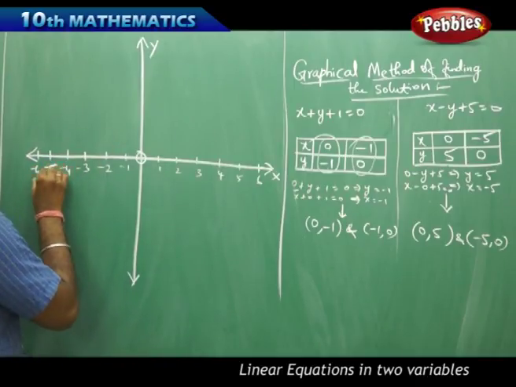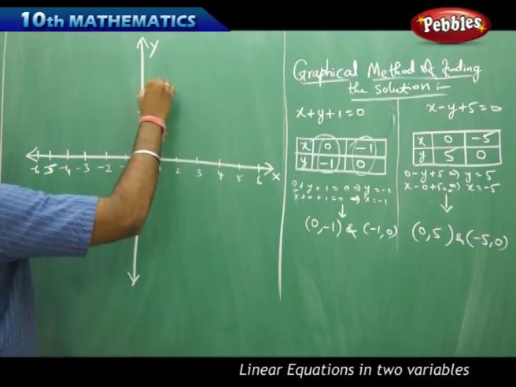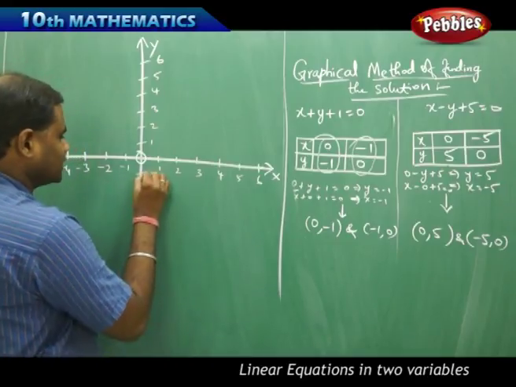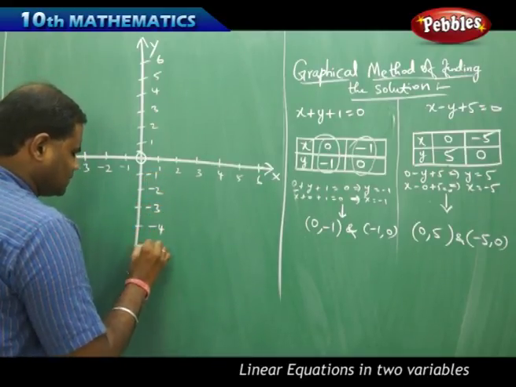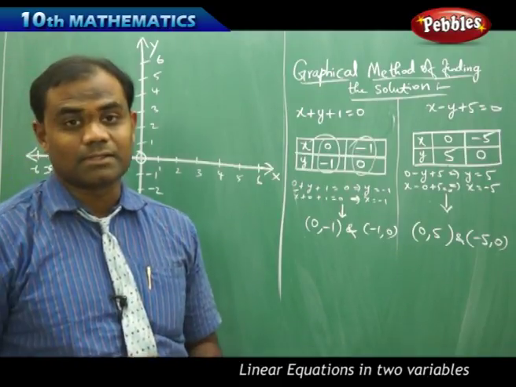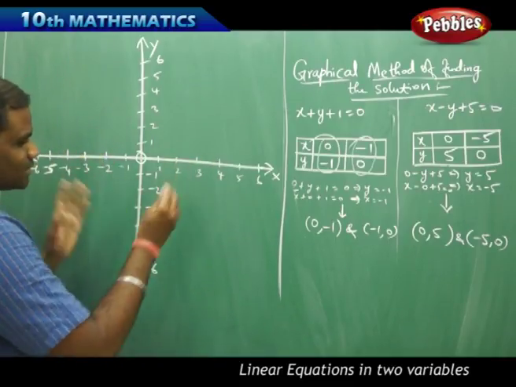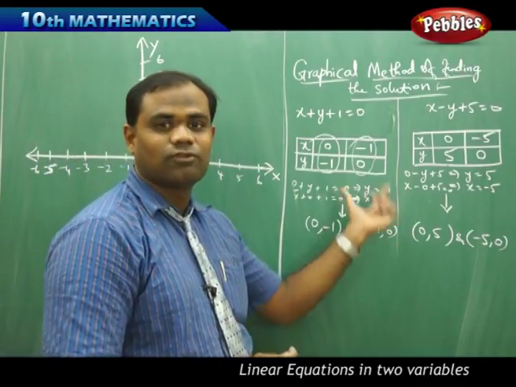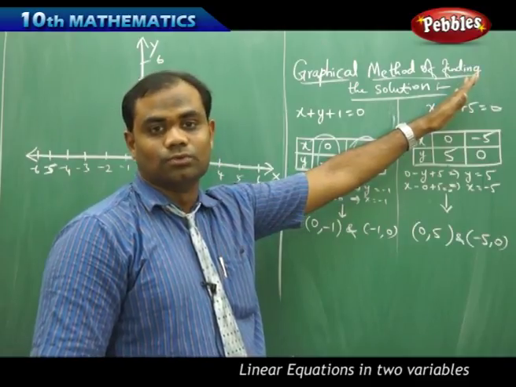And similarly, I get here 1, 2, 3, 4, 5 and 6, etc., and then I get -1, -2, -3, -4, -5, -6, all with minus signs. Then once I get all the scaling done on the x and y axis, I first plot the points for line 1 and then plot the points for line 2.